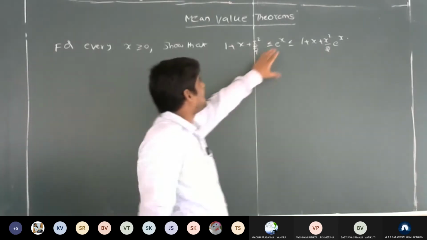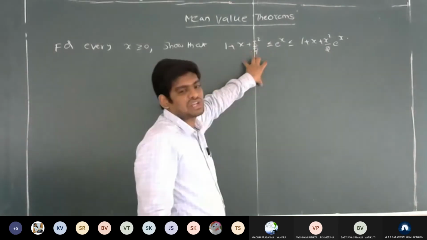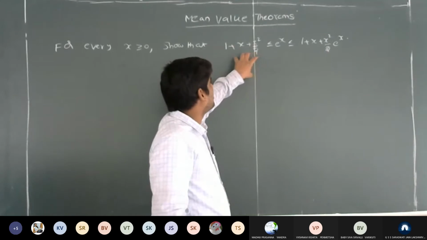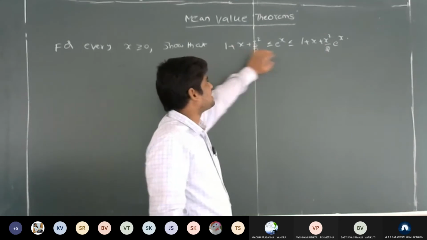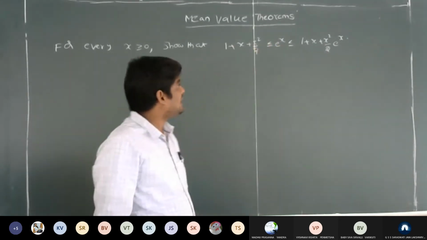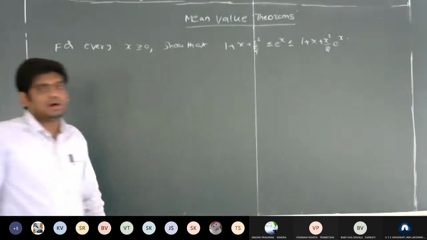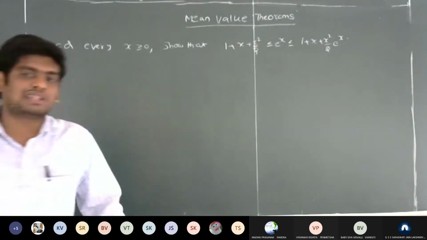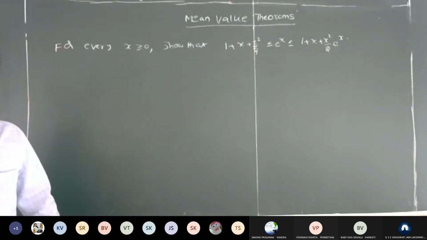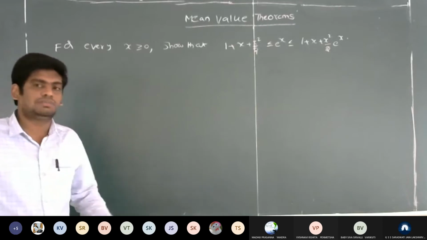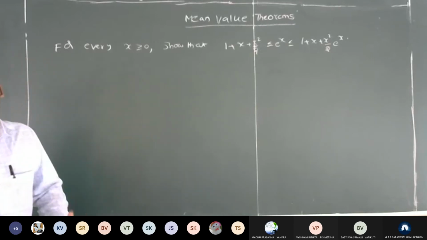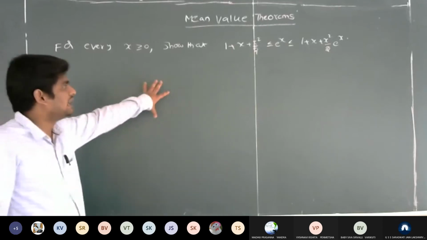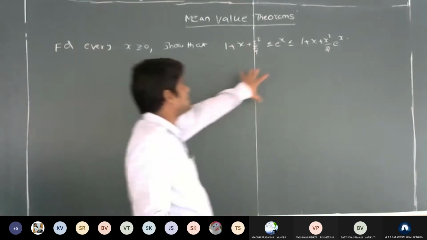So it looks like just an expansion of the exponential function. Right? So here we have to use another form of the Maclaurin's theorem, that means Lagrange's form of remainder. So then we apply this relation.